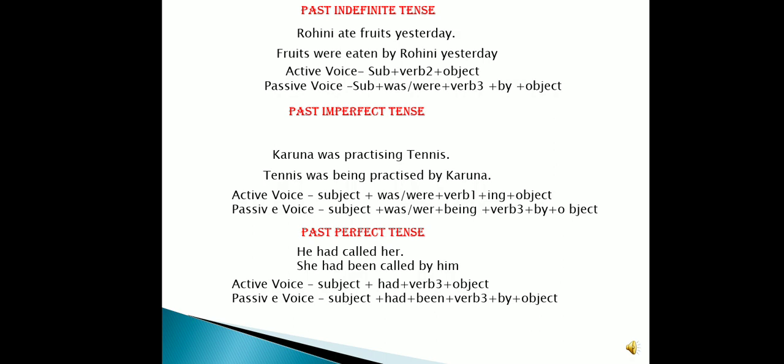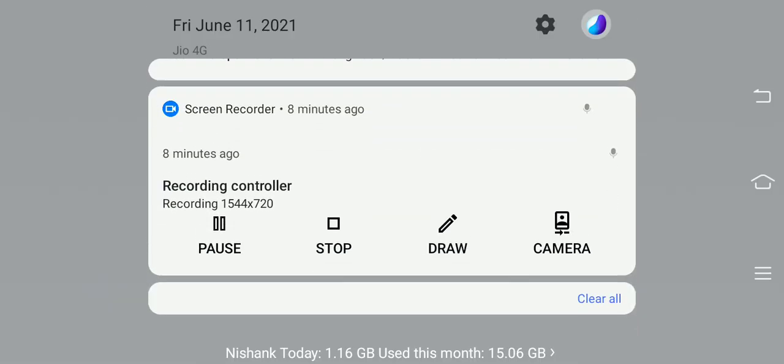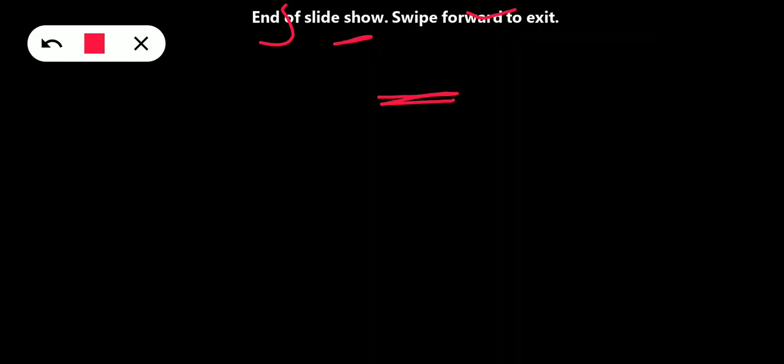Okay, now this is past indefinite tense. In past indefinite tense second form of verb is used, and when it comes to helping verb, remember for past indefinite tense the helping verb would be was and were. Okay, and the same rules: Rohini, which is subject in active voice, will become object.